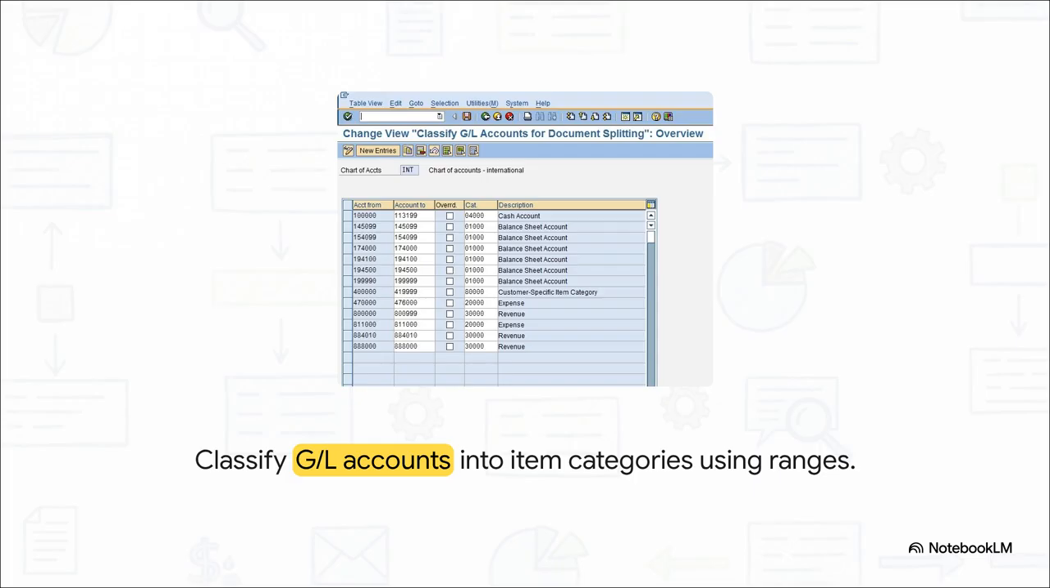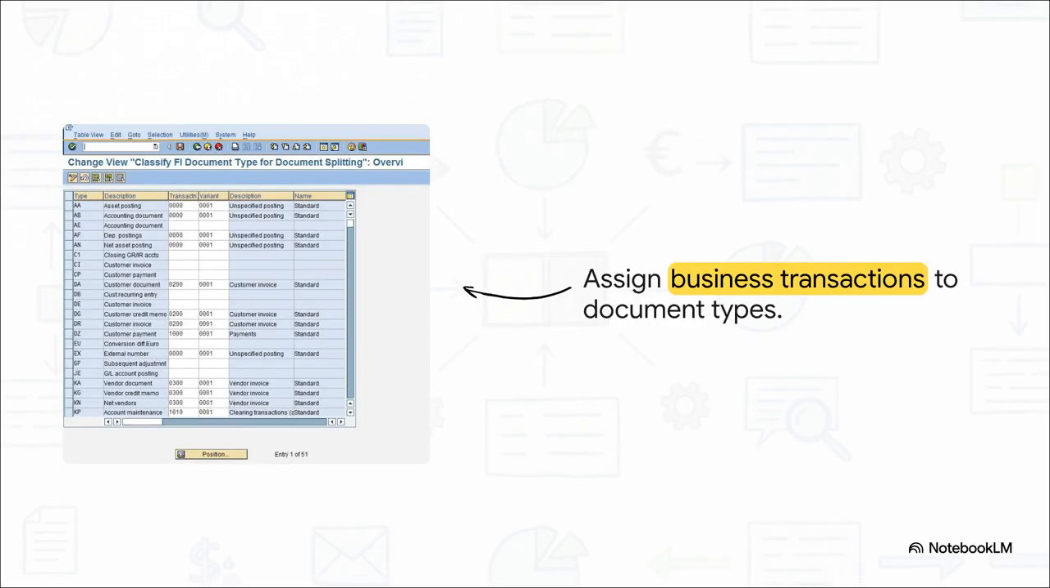Now, a huge best practice here is to assign these categories to a range of accounts, rather than doing it one by one. Trust me on this, setting up ranges will save you an immense amount of setup time during your implementation. Moving on to step 2, we assign business transactions and variants directly to our document types. This step is what ensures that almost every financial transaction is properly evaluated for splitting. You're basically mapping your standard invoices so the system always knows exactly when to apply the rules.